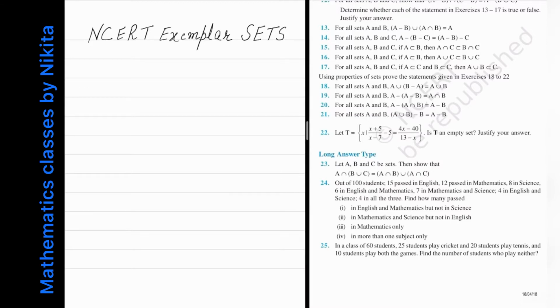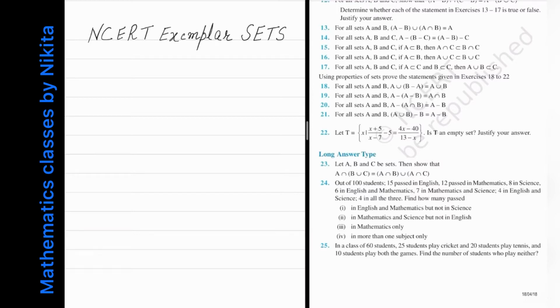Question number 18 says, now using properties of sets prove the statements given in exercises 18 to 22. That means you just have to use the properties of sets. You can use any law, any axiom which we have already studied, and then you have to prove whatever is given.